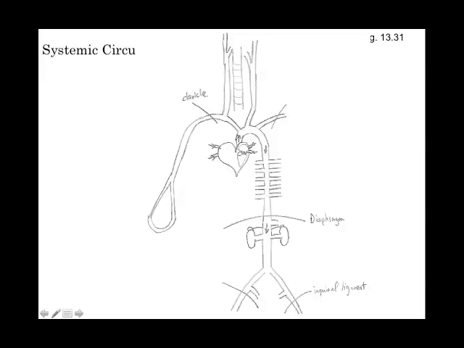All right, so here is your ascending aorta. Here's the aortic arch. And then your descending aorta. And it goes all the way down to the pelvic cavity. What cavity is this? This is the thoracic. Here's the diaphragm. And then this is the abdominal pelvic.